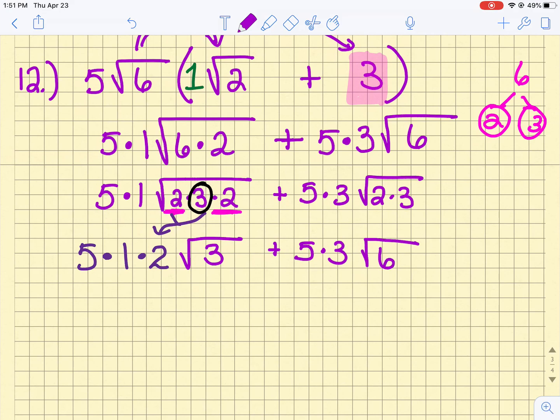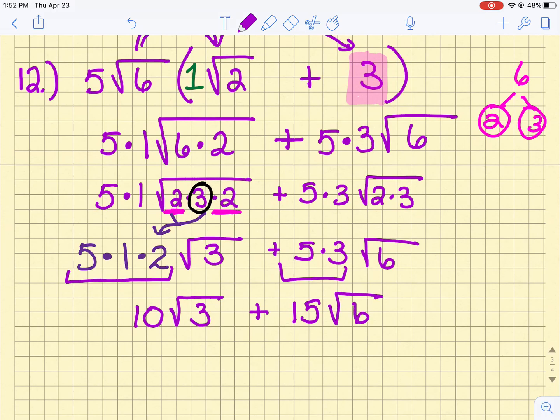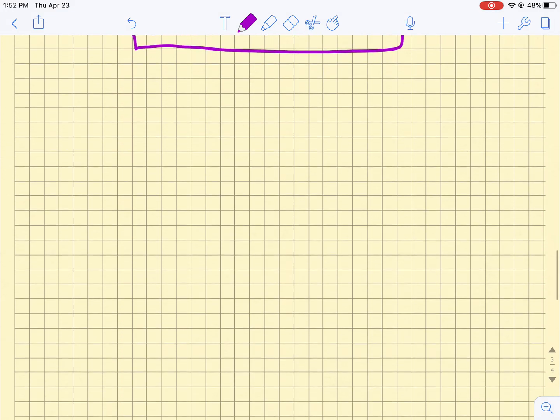And like I said, you could do some of these steps together at one time, but if it's confusing you, maybe do one step at a time. And so then I'm going to simplify. 5 times 1 times 2 is 10, root 3. And then 5 times 3 is 15, root 6. And the 3 and the 6 can't go together because they're 2 different square root numbers. And so this is my final answer. 10 root 3 plus 15 root 6. What questions do you have on that one before I go to the next one? Is that okay? Yes. Okay. All right. Let's try 13 now.